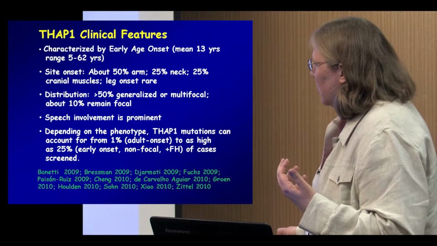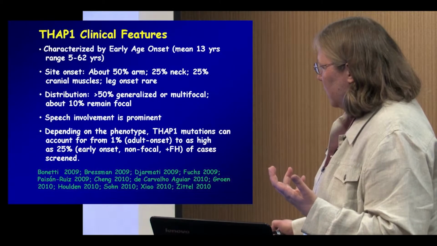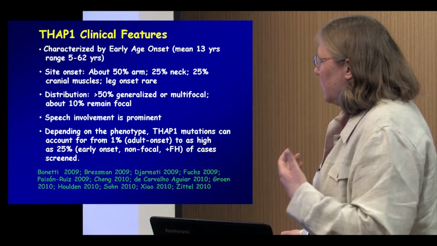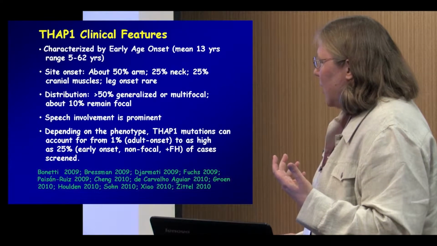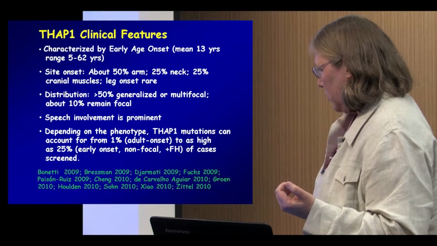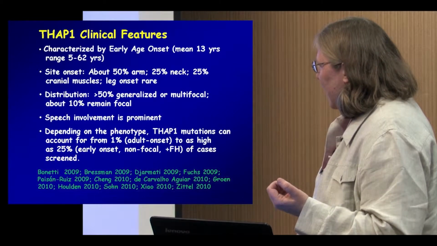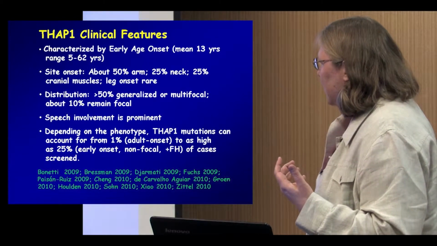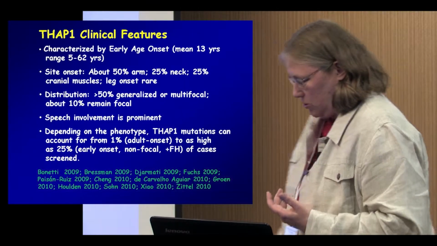And the thing that's important here, of course, is that speech involvement is quite prominent. Among these folks that have generalized dystonia or multifocal dystonia, one of the body regions that's involved is speech, which is certainly not typical for the other early onset gene, DYT1 dystonia. Depending on the clinical features, the phenotype, THAP1 mutations account for about 1% in adult onset, but can be as high as 25% in early onset non-focal cases of dystonia.